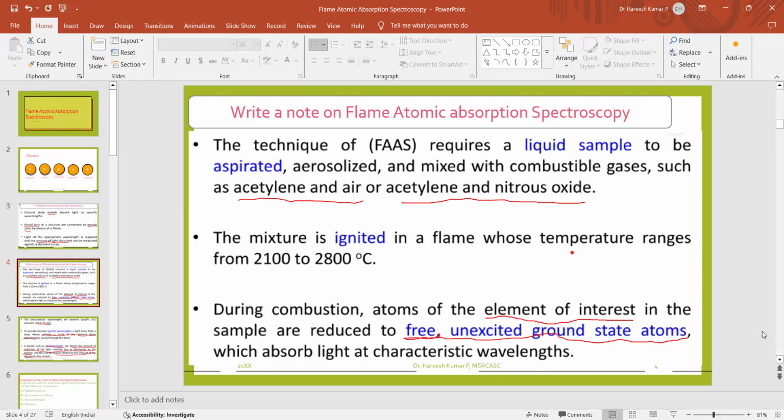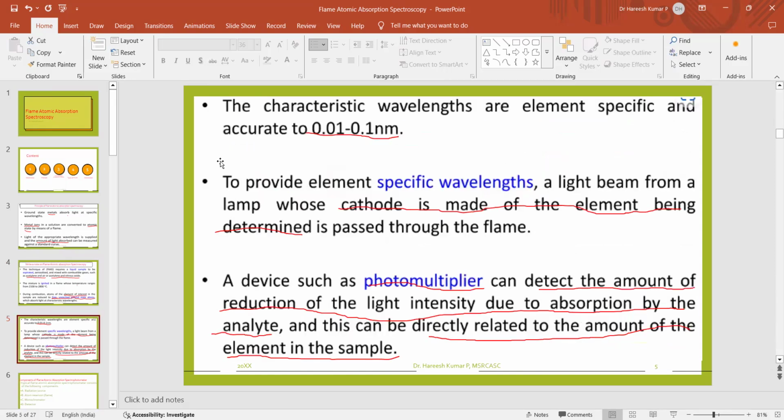During the combustion, atoms of the element of interest in the sample are reduced to free, unexcited ground state atoms, which absorb light at a characteristic wavelength. The characteristic wavelengths are element specific and accurate to 0.01 to 0.1 nanometer. To provide element-specific wavelengths, a light beam from a lamp whose cathode is made up of the element being determined is passed through the flame. A device such as a photomultiplier can detect the amount of reduction of light intensity due to absorption by the analyte, and this can be directly related to the amount of element in the sample.